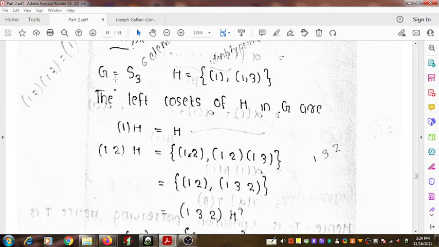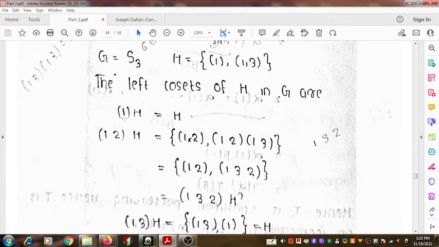What are those elements? First one is the identity element. Identity element is 1. It's the single element cycle. So 1 dot H, 1 into H equals H itself. That's clear, right? It's because this is the identity element. Since this element is the identity element in G, 1 dot H equals H.